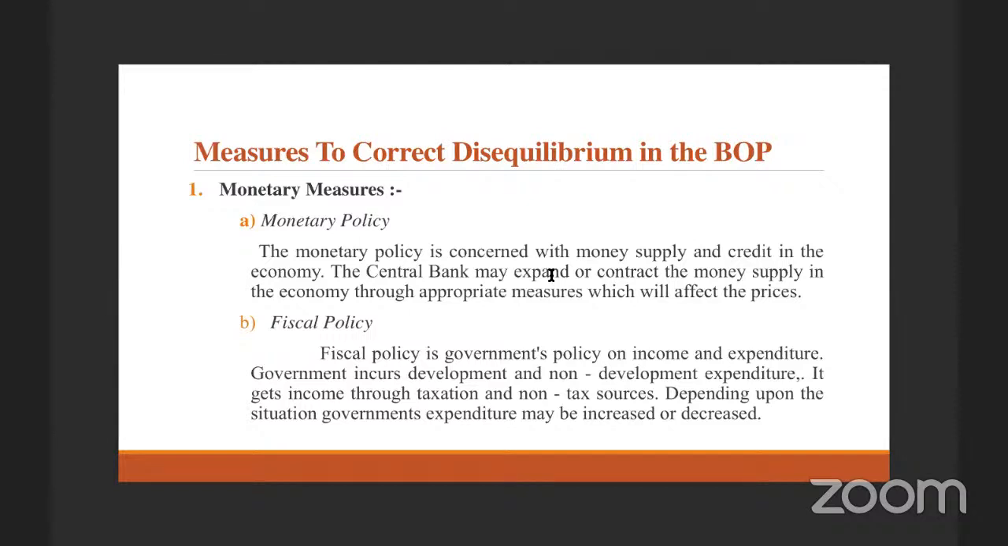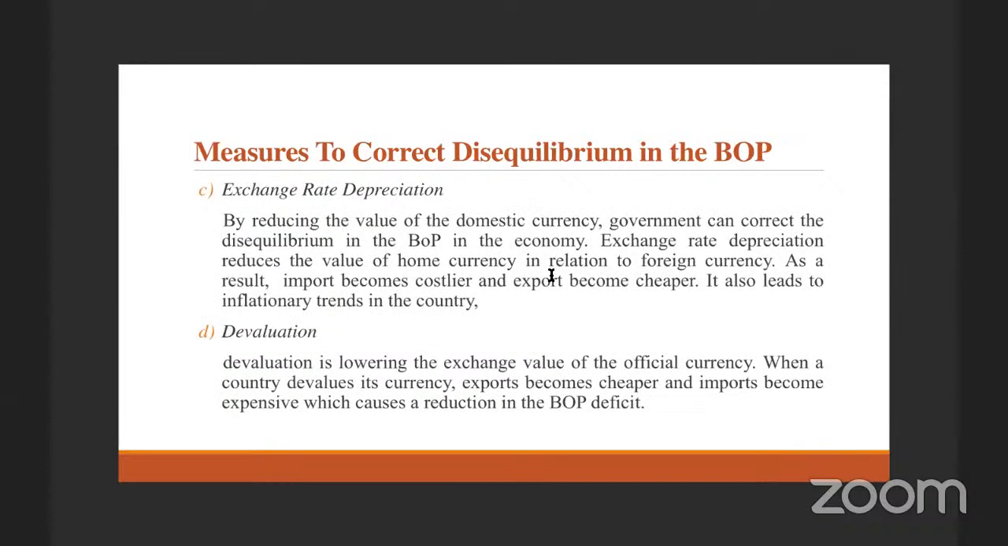Then the fiscal policy of the government, which deals with the income and expenditure of the government. There are non-developmental expenses and development expenses. It gets income through taxation and non-tax sources, depending on the situation. Look at this: it has fiscal policy, which means it has means and ways to raise revenue for the administration, and it also has ways and means to cut the expenditure. This also results in disequilibrium in balance of payment.